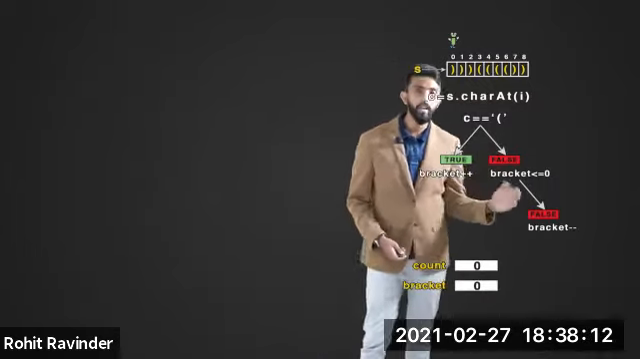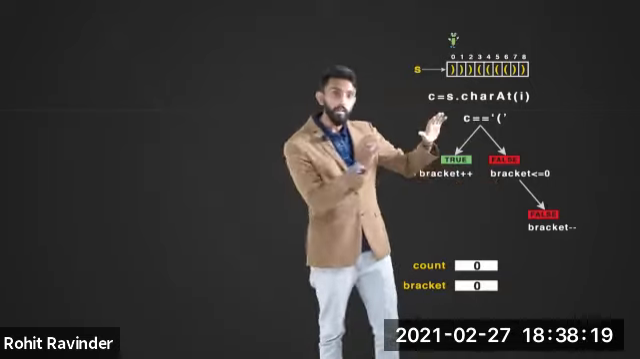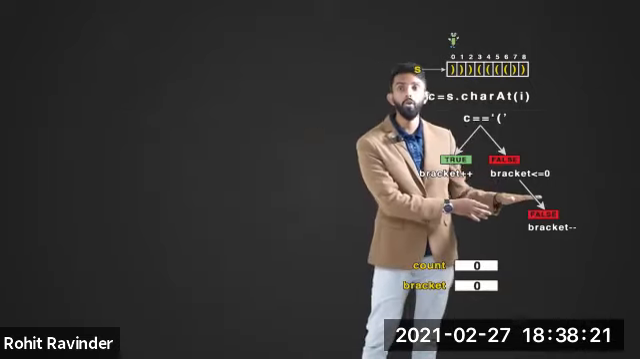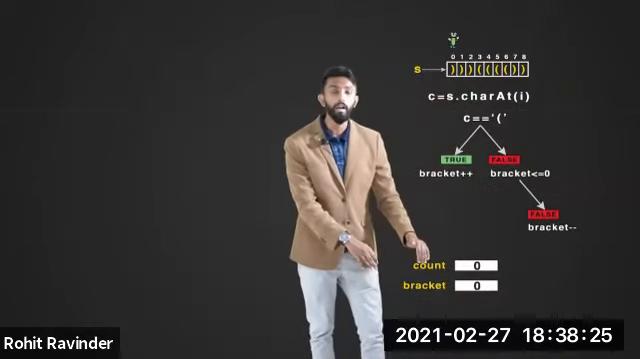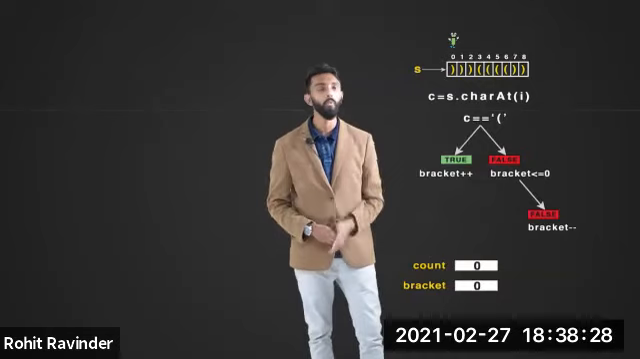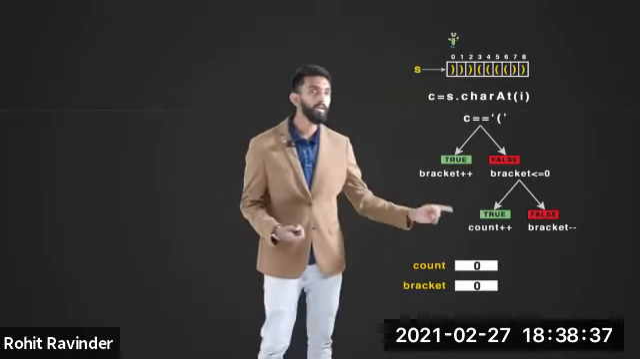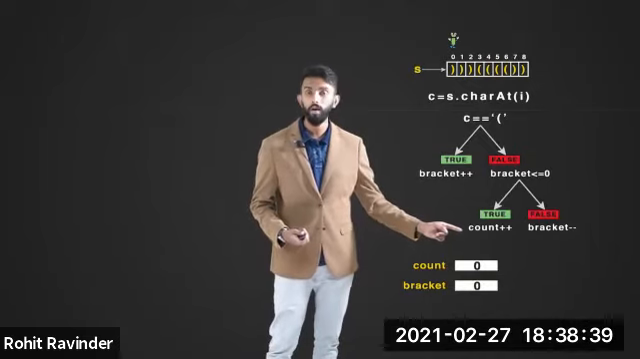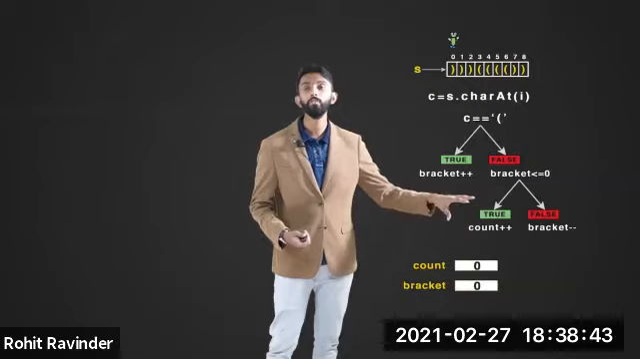If that is the case, I'm going to decrement the value of bracket, because it means that this was a balanced bracket, and hence I'm reducing the value of bracket by 1. Any confusion till here? But at the same time, if in case this happened to be true, what I will be doing is, I will increase the value of count by 1, because I know that this is an imbalanced bracket.